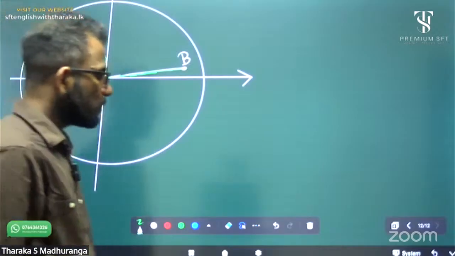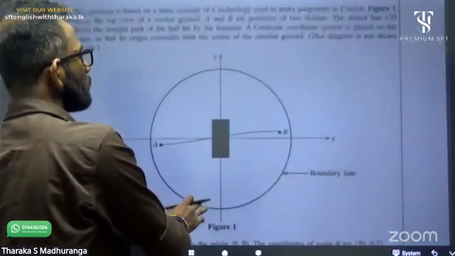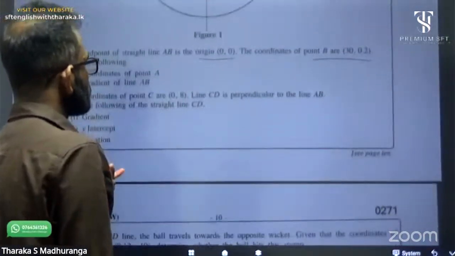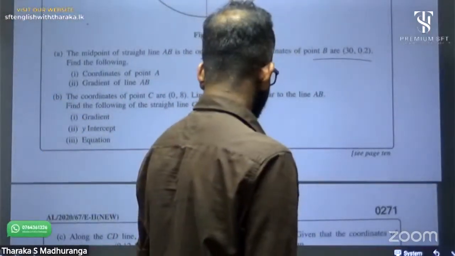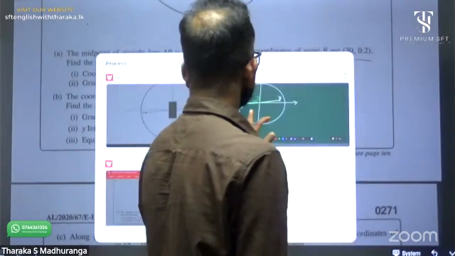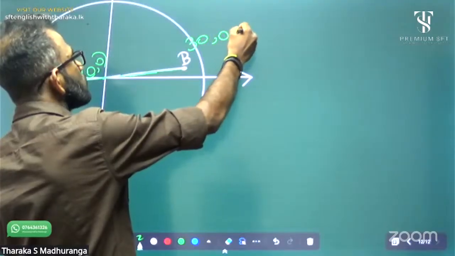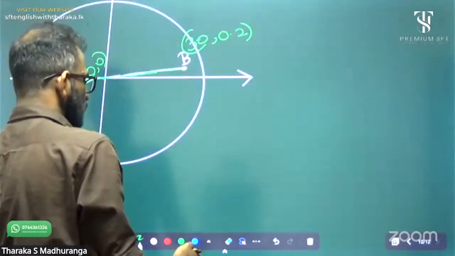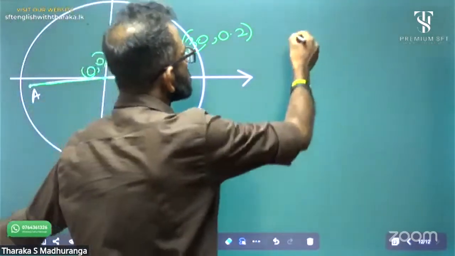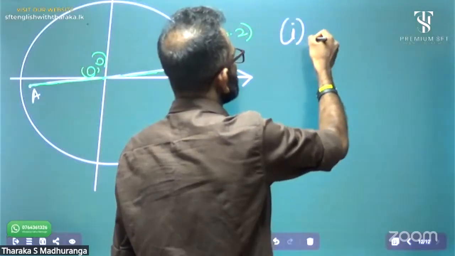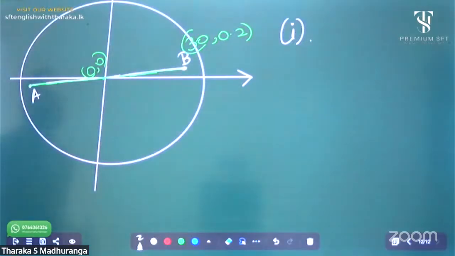The A point coordinates are to be found, and the B point coordinates are given as 30 and 0.2, that is, 30, comma 0.2. Now the question part 1 asks, what are the A point coordinates? How do we calculate the A point coordinates?